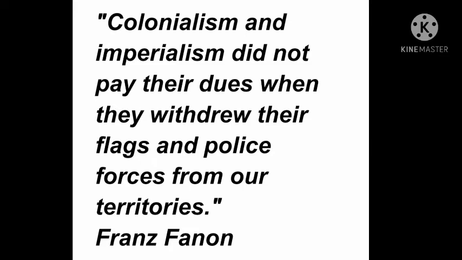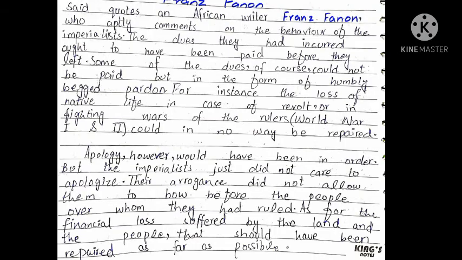So the fourth point is that colonialism and imperialism did not pay their dues when they withdrew their flags and police forces from our territories. This is said by Frantz Fanon. Said quotes an African writer, Frantz Fanon, who aptly comments on the behavior of imperialists. The dues they had incurred ought to have been paid before they left. Some of the dues, of course, could not be paid, but could be met in the form of a humbly begged pardon.